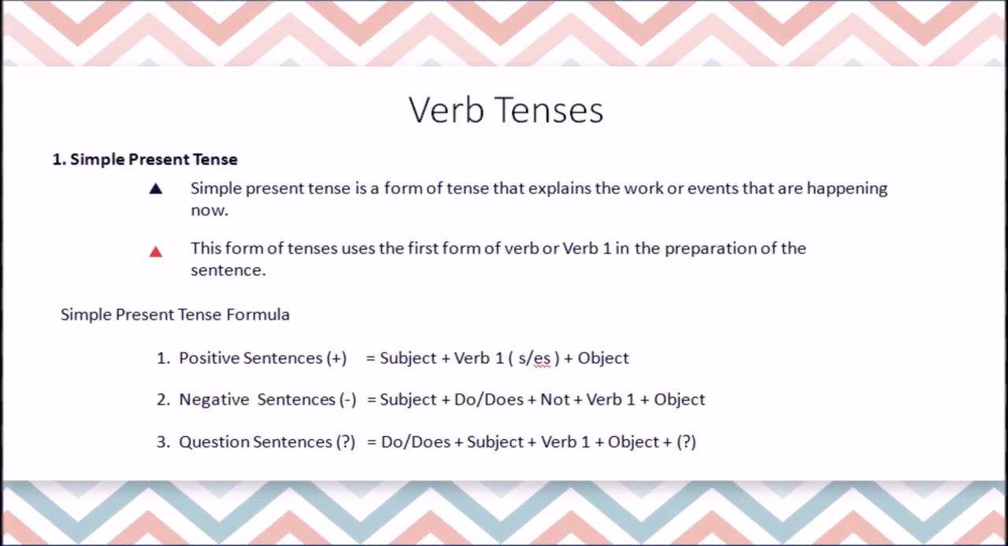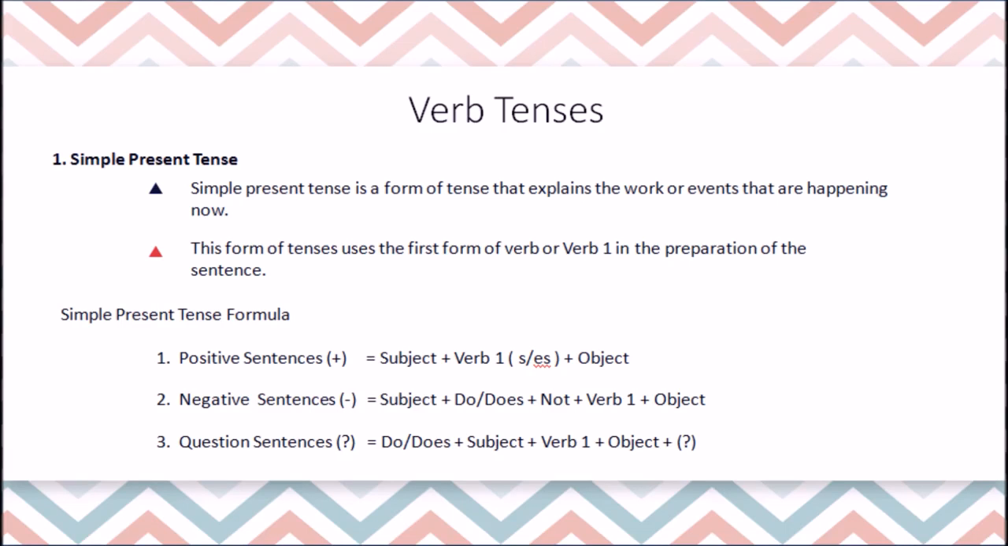Verb tense. The first, simple present tense. Simple present tense is a form of tense that explains words or events that are happening now. This form of sentence uses the first form of verb, or verb 1, as the predicate of the sentence. Simple present tense formula. First, positive sentence. Subject plus verb 1 plus object.